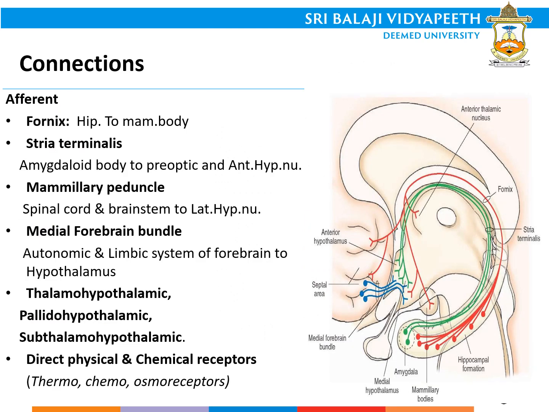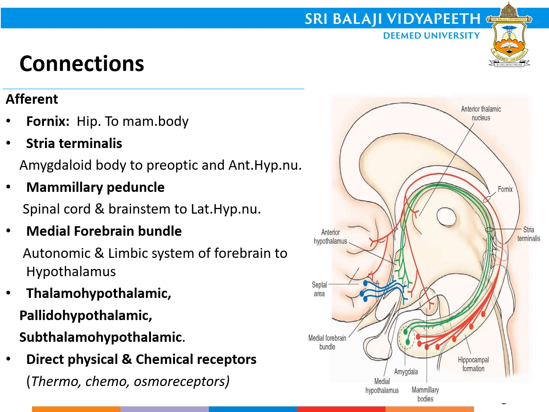And regarding the connections, you have afferent connections as well as efferent connections. The afferent connections to the hypothalamus are from the hippocampus to the mammillary body. Mammillary body is a part of the hypothalamus. Then stria terminalis, it's a pathway from the amygdaloid body to the preoptic and anterior hypothalamic nucleus. The mammillary peduncle connects the spinal cord and brainstem to the lateral hypothalamic nucleus.